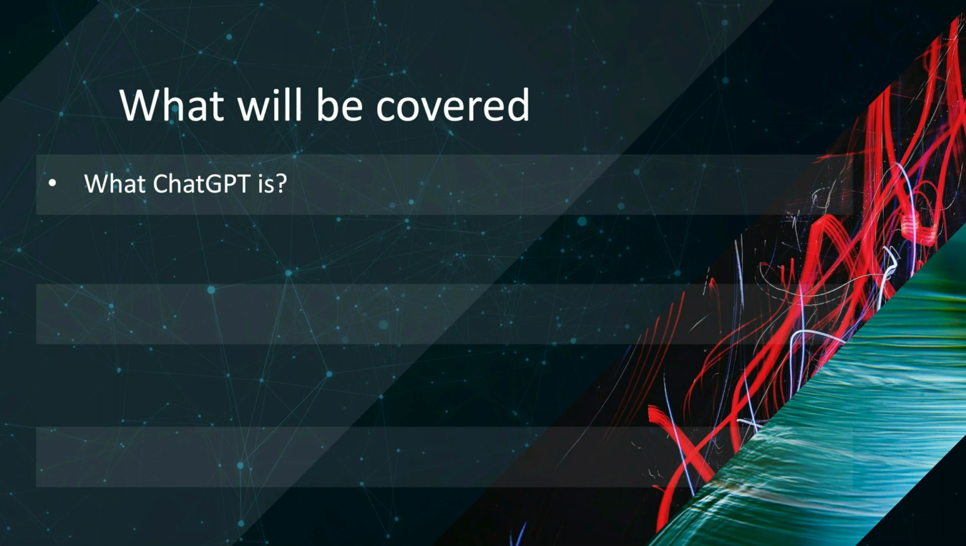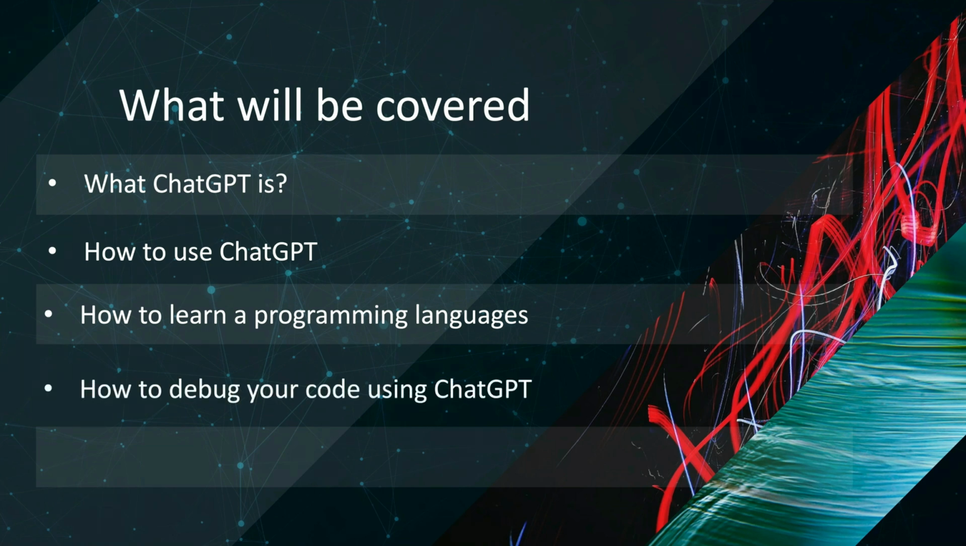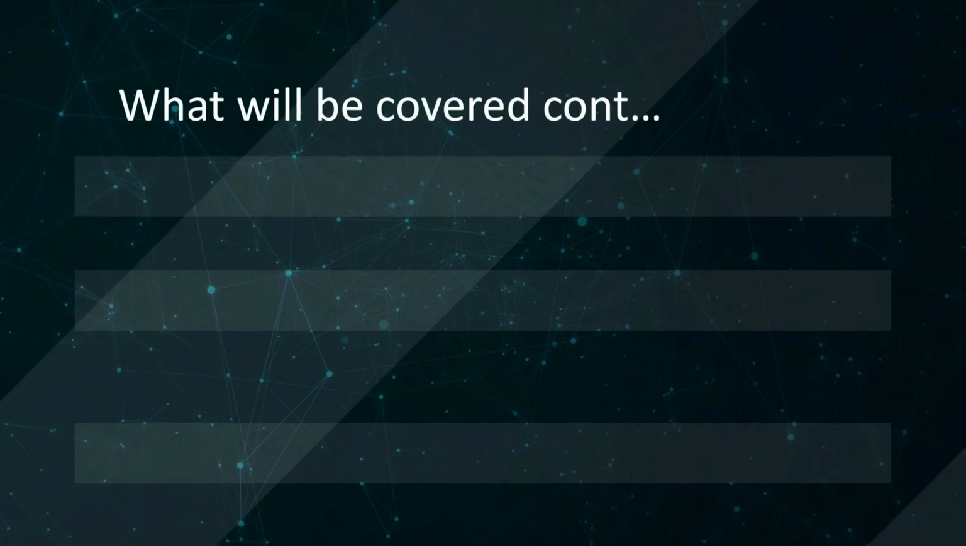So what are we going to cover? We're going to cover what ChatGPT is, how to use ChatGPT, how to use ChatGPT to learn programming languages such as Python, how to debug your code and get rid of those nasty errors, and how you can use ChatGPT for writing content and SEO, ranking our websites. Good. Now we're going to use ChatGPT for Amazon SEO as well.